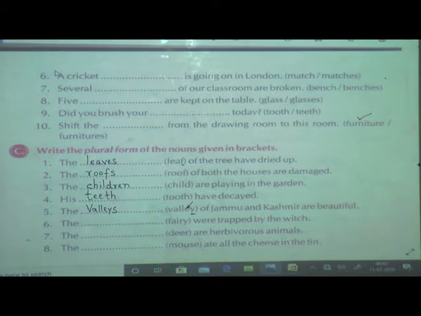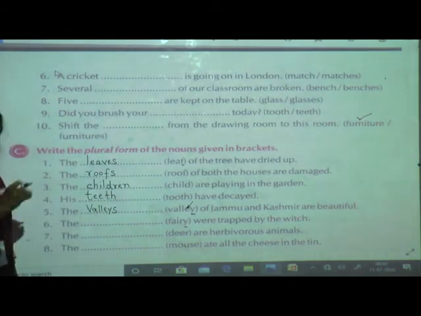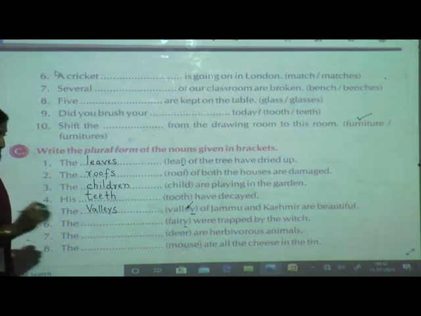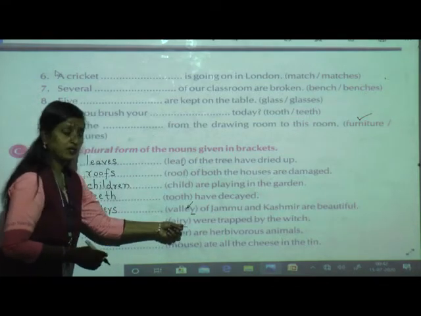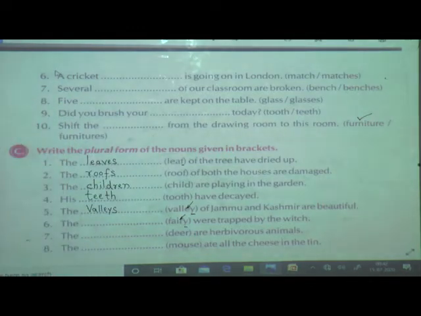Next, the dash fairy were trapped by the witch. Here also you can see the noun ends with Y. So what we will see? Before this Y, is it vowel or consonant? This R is what? Consonant. So if consonant is there, what is the rule? What we are going to do? Yes, we are going to drop that Y and we are going to add IES.